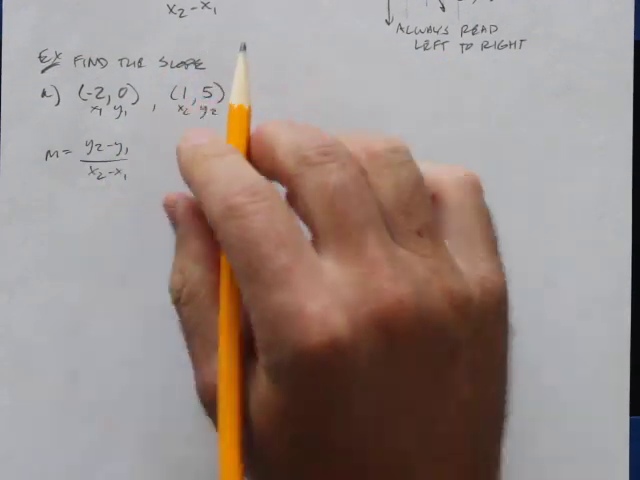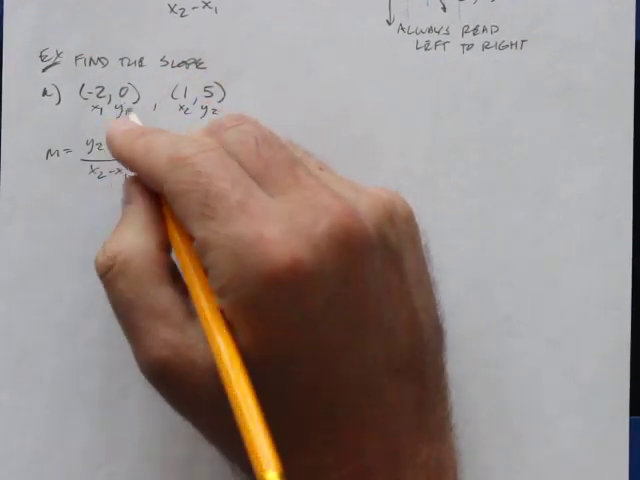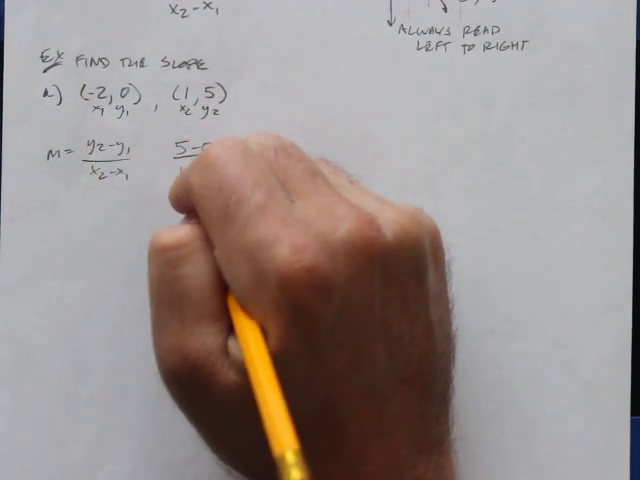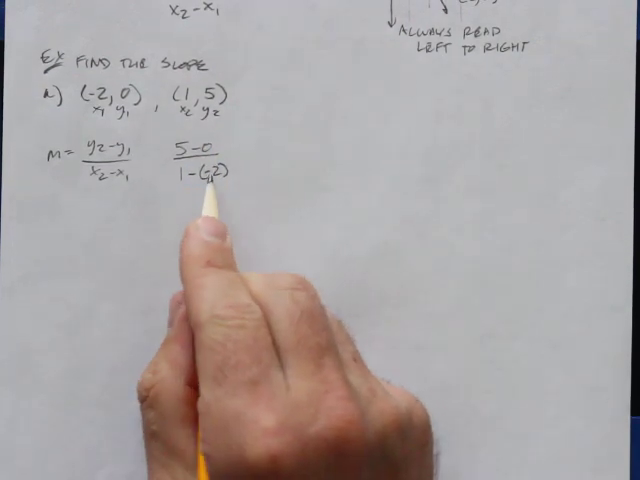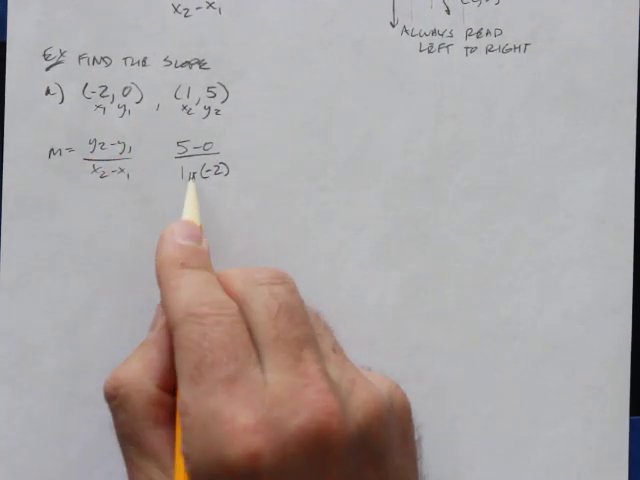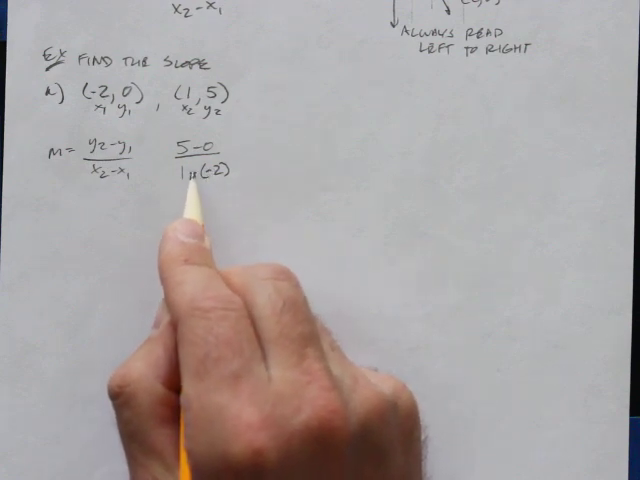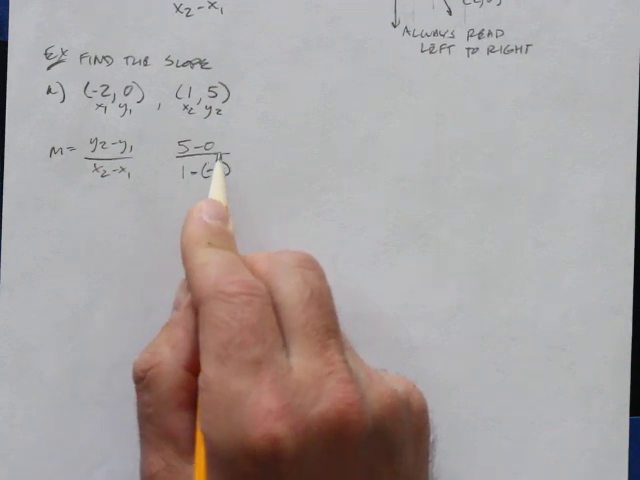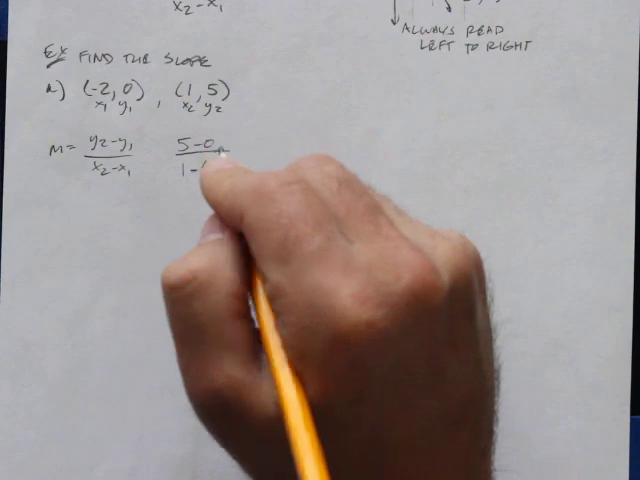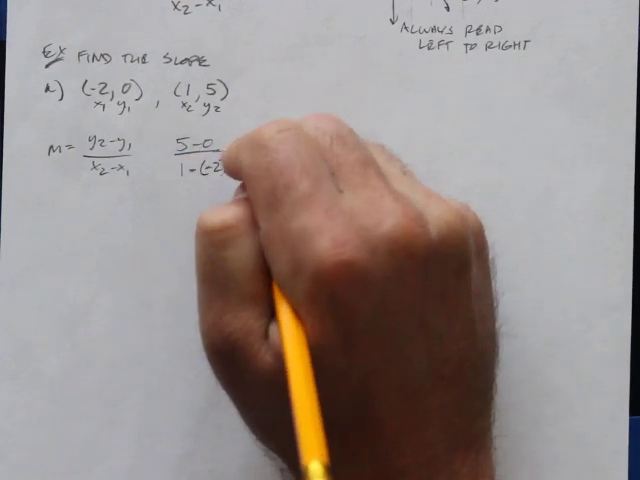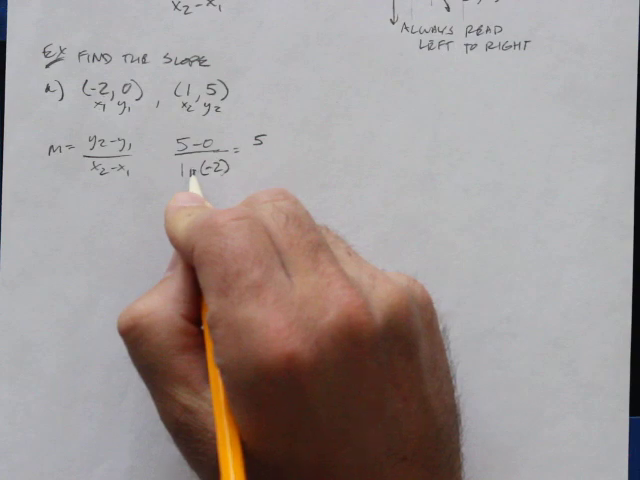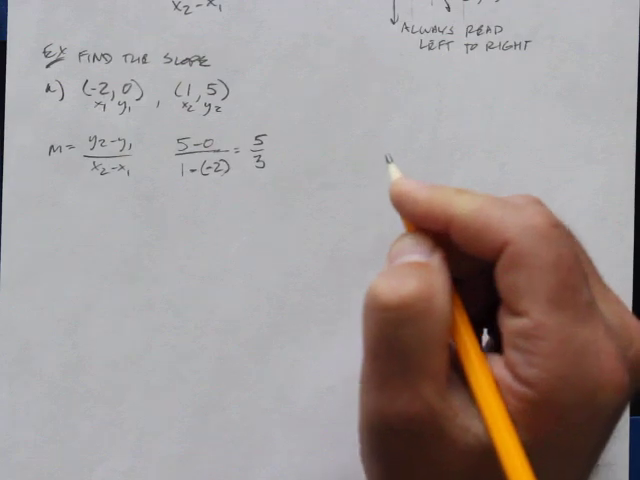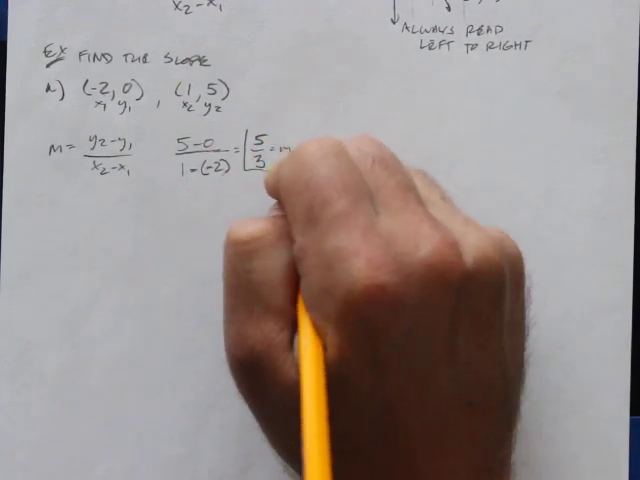So let's just plug in these values. y2 is 5, minus y1, which is 0, over x2, which is 1, minus x1, which is -2. Careful, x1 is -2, and you're going to subtract -2 from 1. So I always put my parentheses here so that I can make sure I'm doing this correctly. And now I've got 5 minus 0 is 5. 1 minus -2, which ends up being 1 plus 2, is 3. So 5 over 3. So that's my slope, 5 over 3.